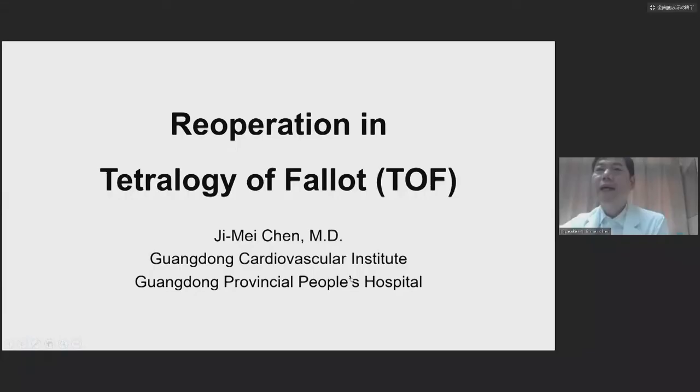I'm a cardiac surgeon from the southern part of China. Today, I want to talk about reoperation in Tetralogy of Fallot. I will share my PPT with you. Can everybody see it? Yes, please start. Okay, thank you.